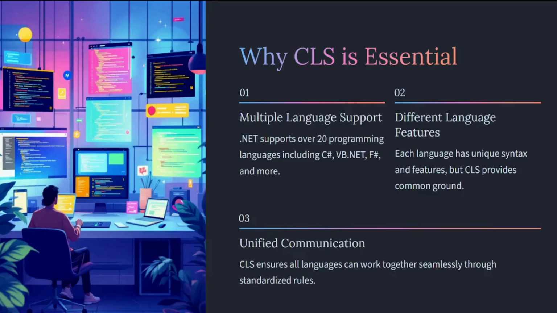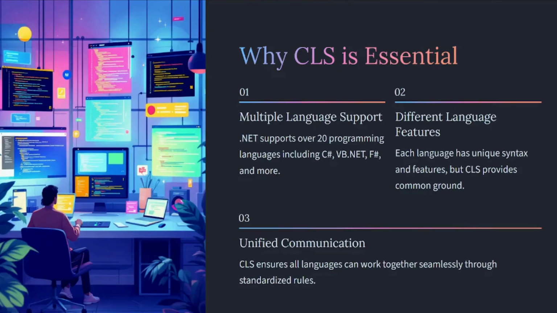Now, let's understand why CLS is actually important. .NET supports many programming languages, like more than 20 languages, including C Sharp, VB.NET, and F Sharp. Each language has its own syntax and features. So, without any standard, it would be difficult for them to work together. Correct. That's where CLS comes in. It provides a common set of rules so that all the languages can communicate in a unified way. So, no matter which language you use, your code can still interact with other .NET code easily.